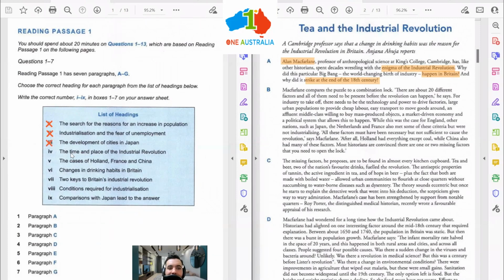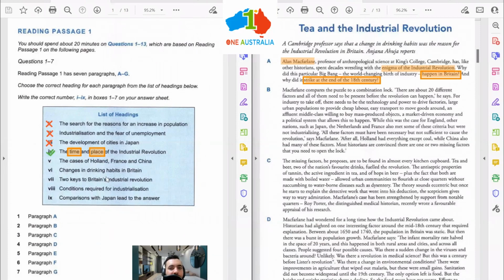Remove it. The time and place of the industrial revolution. This is something now which you should be careful about. If we look at this statement, they are talking about why it happened at the end of the 18th century, a reference to the time, and why it happened in Britain, a reference to the place, right? So can I mark this as my heading? Yes, definitely yes, right? So this becomes my heading for paragraph A.